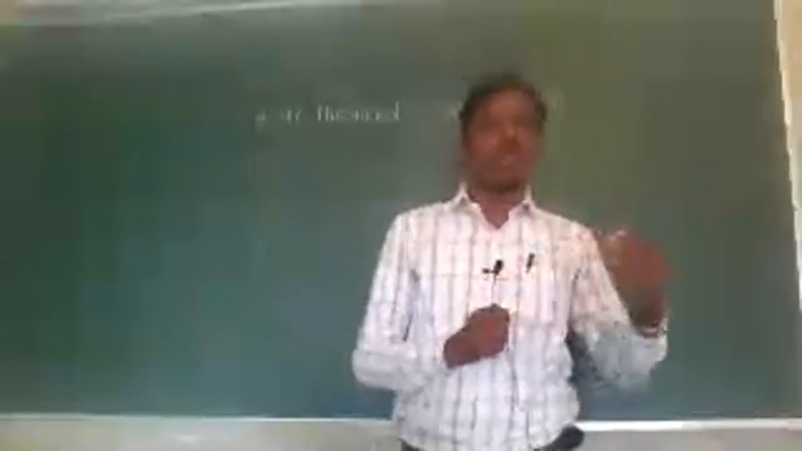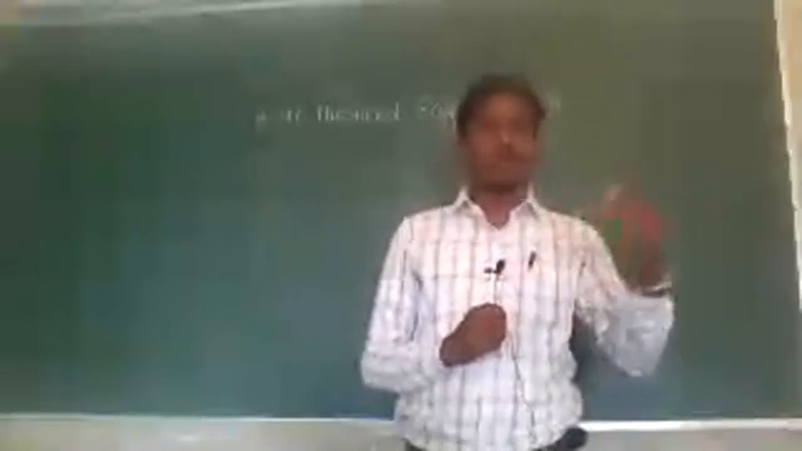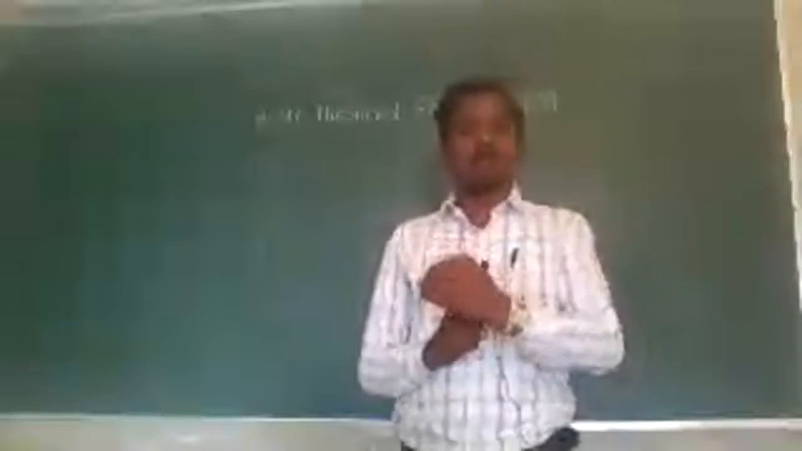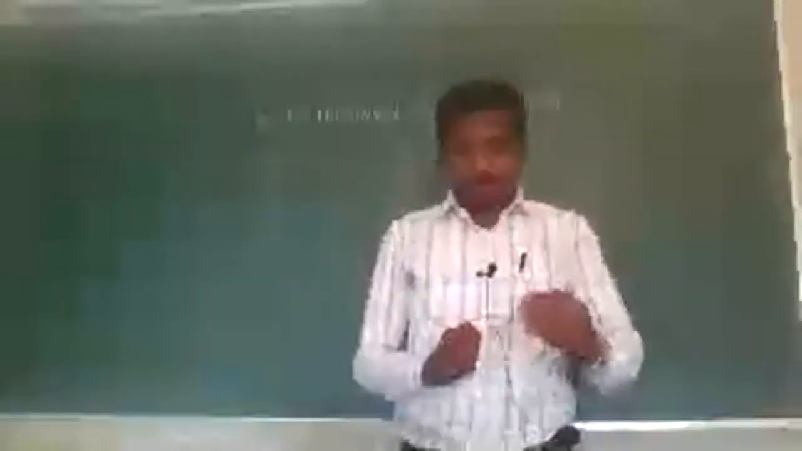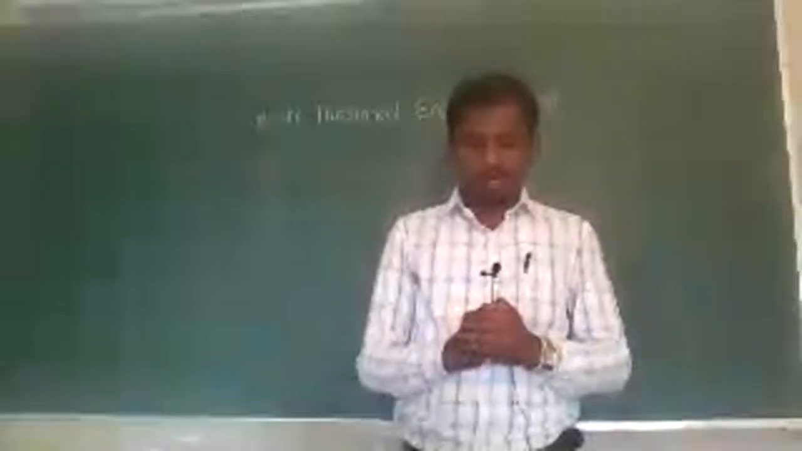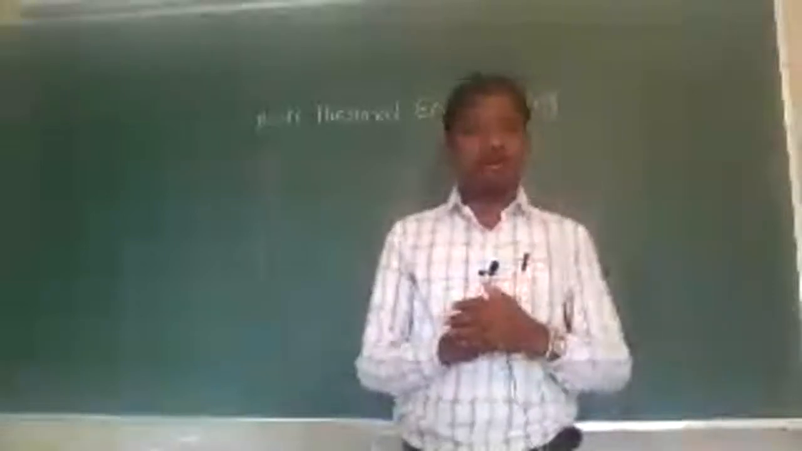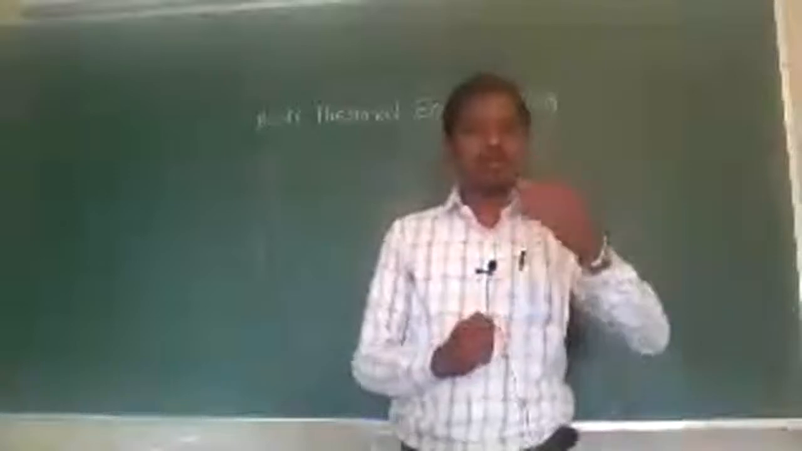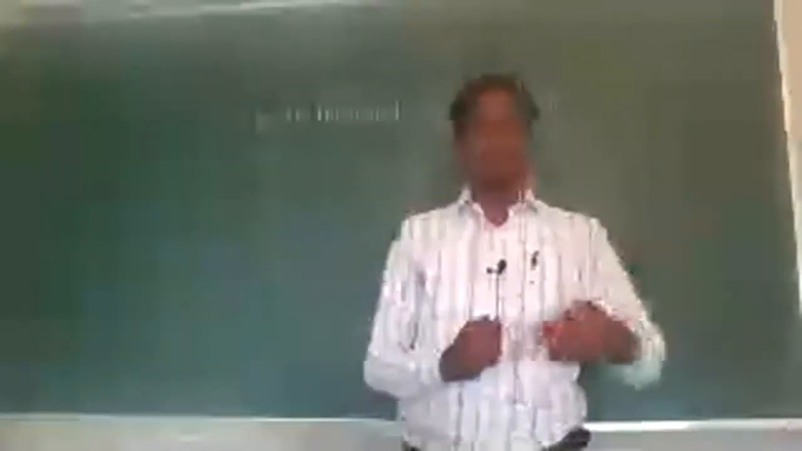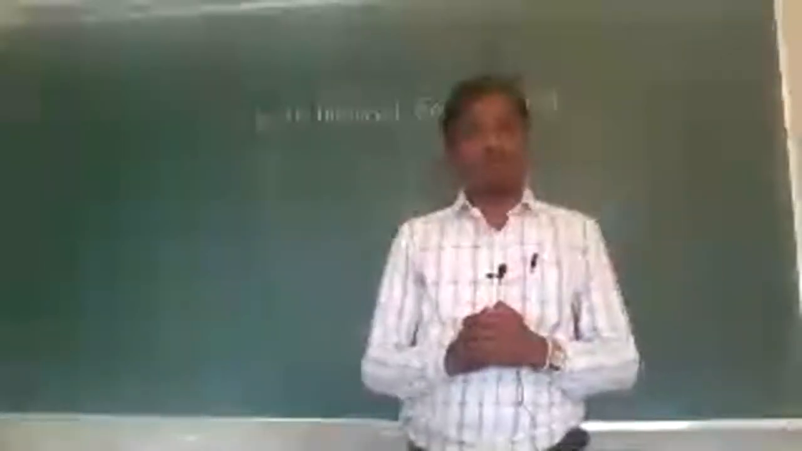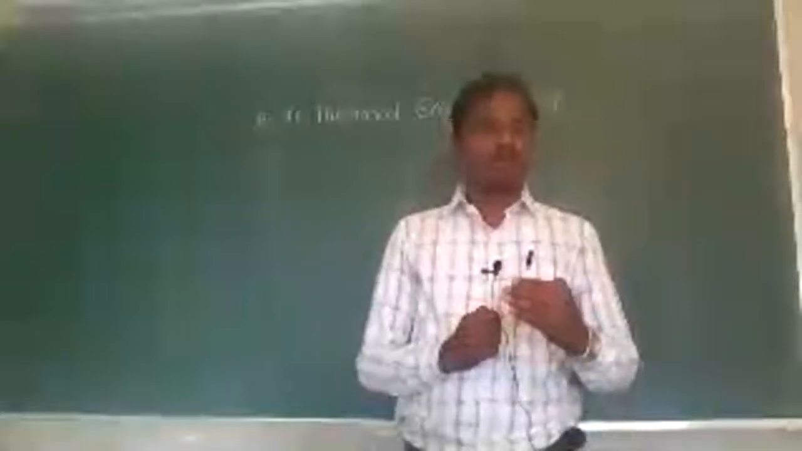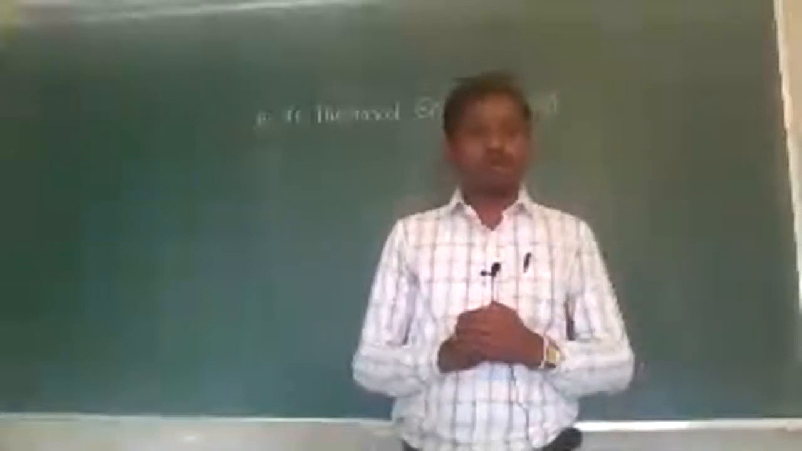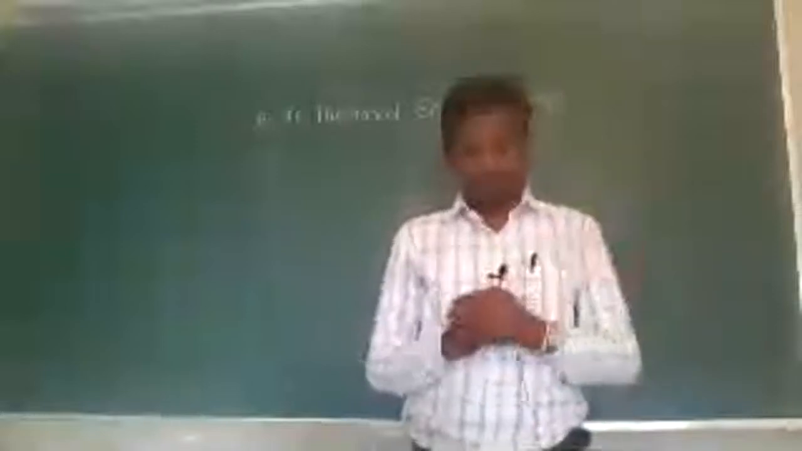Entropy is denoted by the symbol capital S, and the unit of entropy is kilojoule per Kelvin. Then we define one more important property, internal energy. Internal energy is defined as the energy contained within the body of the system. Internal energy is denoted by the symbol capital U, and its unit is kilojoule.